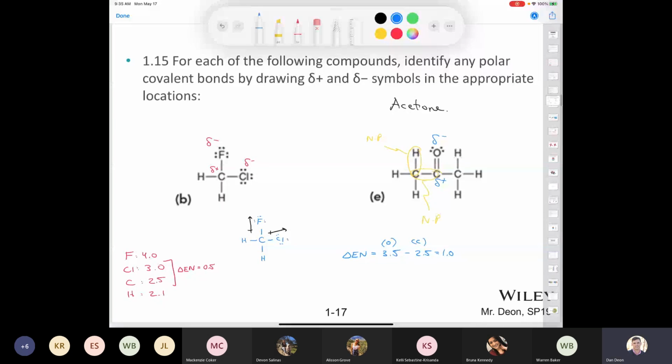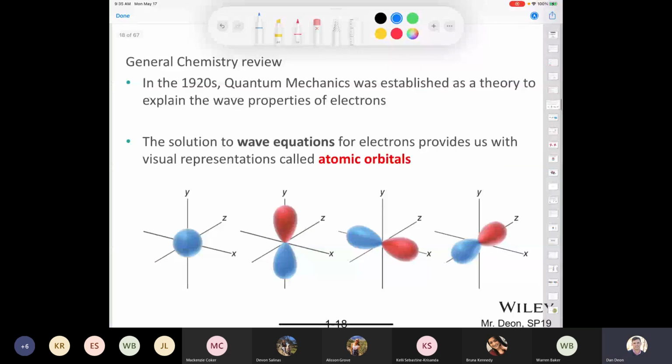All right, let's move on and talk about atomic orbitals. In general chemistry, you would have talked about the dual nature of an electron, that an electron was first regarded as only a particle, but then Einstein proved with the photoelectric effect that electrons have wave-like properties, or also that they have particle-like properties. Anyhow, he proved the dual nature of the electron.